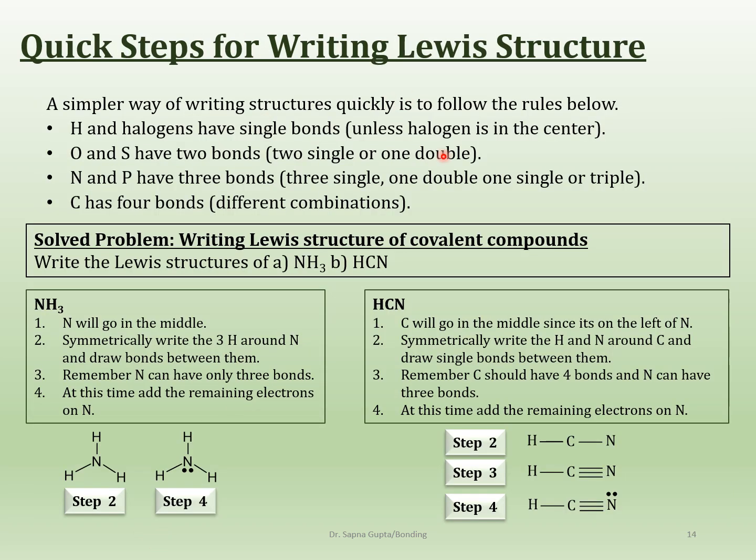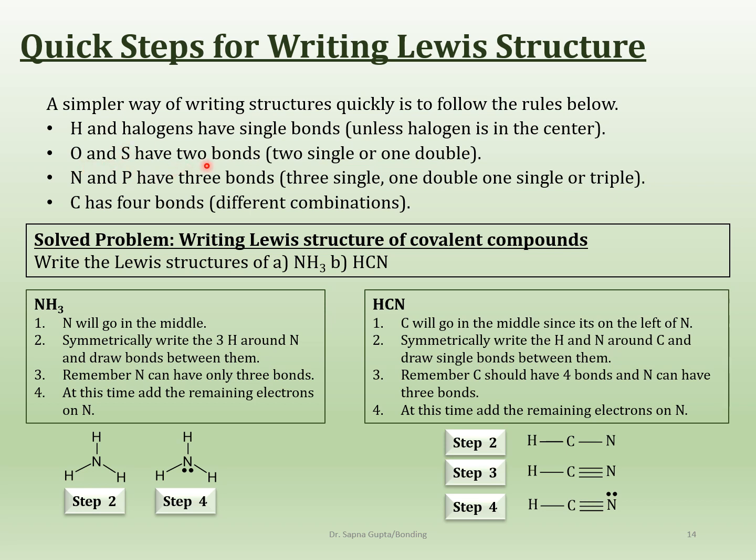And here's the quick way for writing Lewis structures. So this is what I do. This is how I remember my stuff. I remember that hydrogen and halogens will form single bonds, unless the halogen is in the center. When a halogen is in the center, like chlorine or bromine, if it's in the middle, then we've got issues. But other than that, hydrogens and halogens will always have one bond if they're terminal.